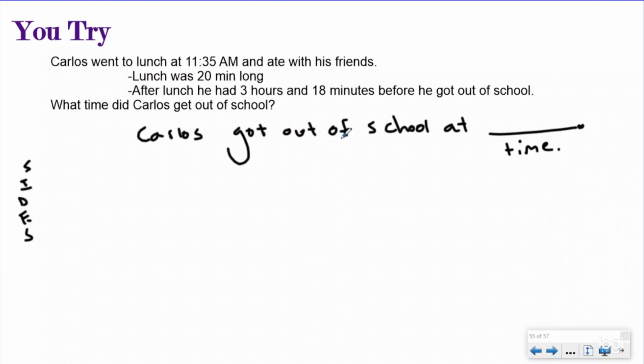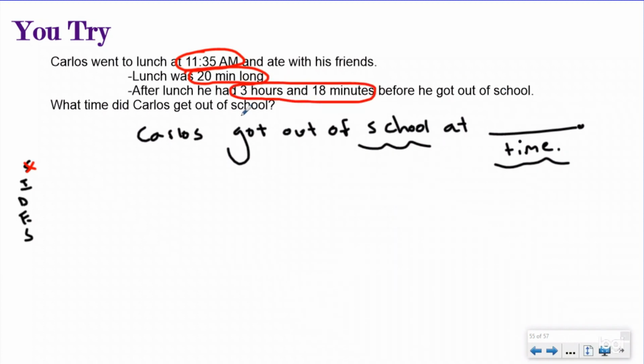So I want to be identifying anything about what he was doing at school and anything about the time. Carlos went to lunch at 11:35. Lunch was 20 minutes long. And then after lunch, he had 3 hours and 18 minutes before he got out of school. What time did he get out of school? I see this is an elapsed time problem, so I'm going to label my start time, my elapsed time, and my end time.